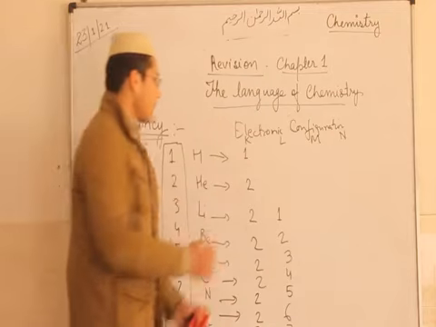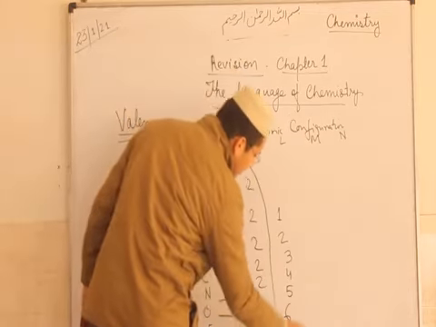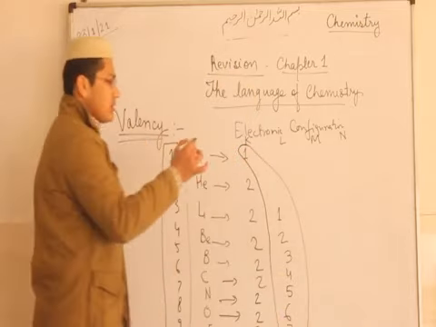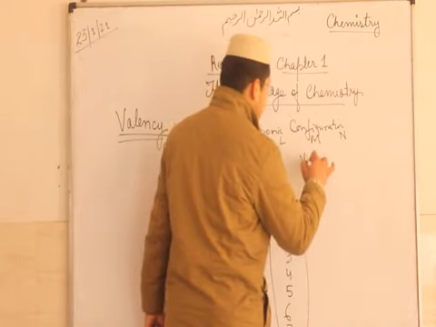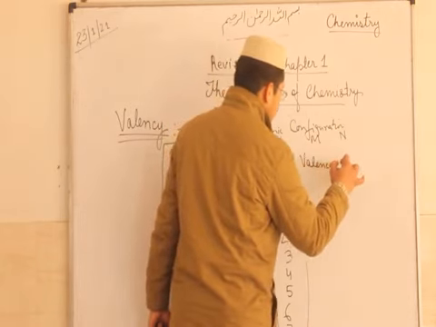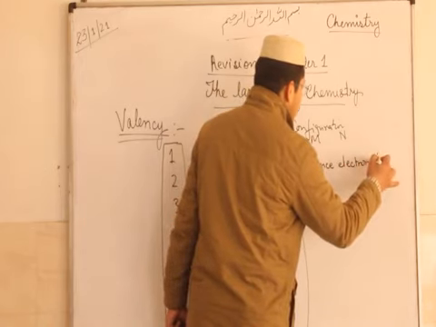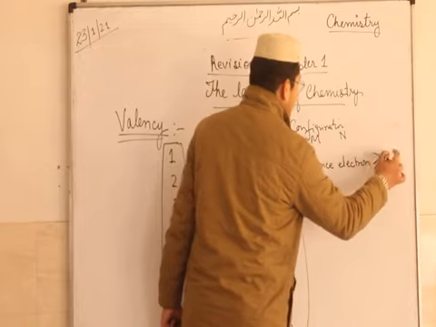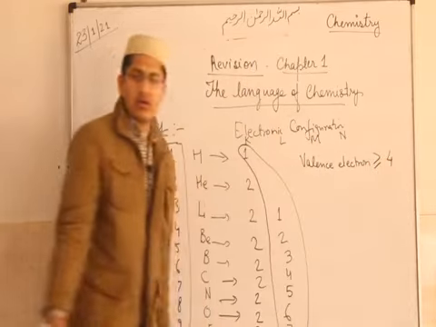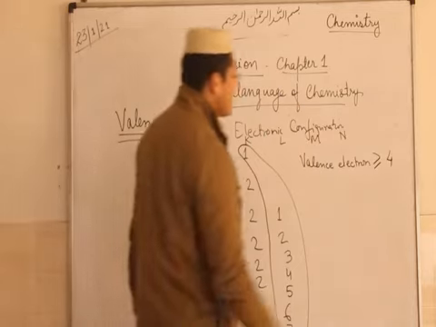The electrons present in the outermost shell are known as valence electrons. If the valence electrons are less than or equal to 4, then that will be the valency, the positive valency, or you can say simply the valency.